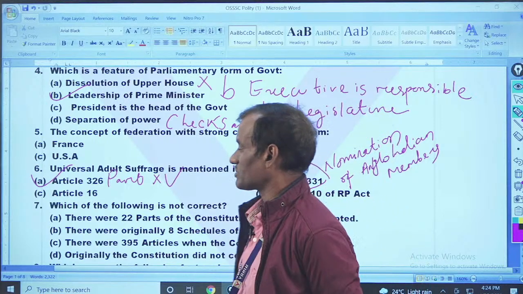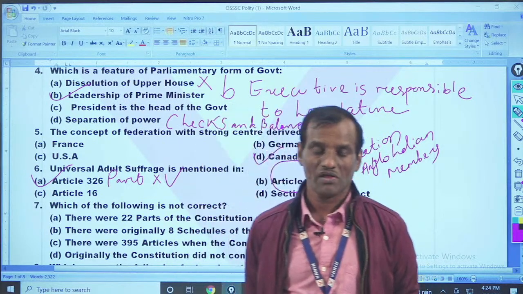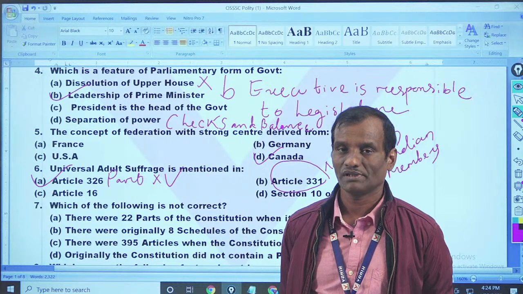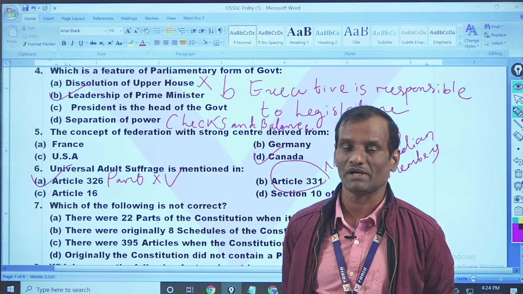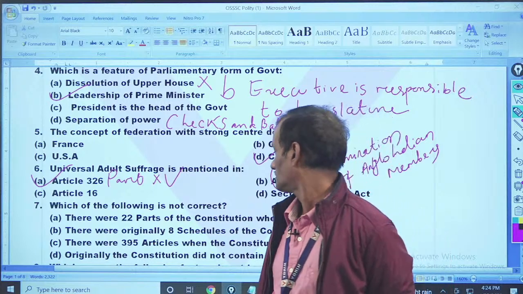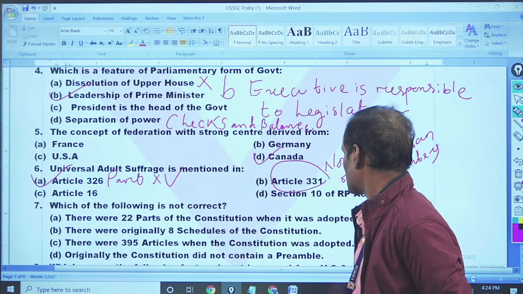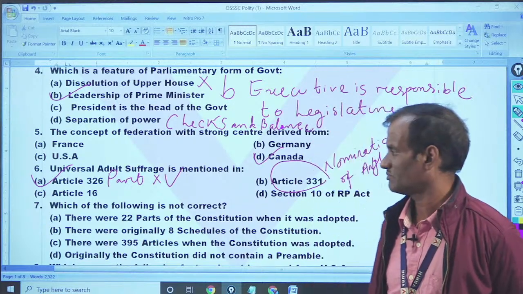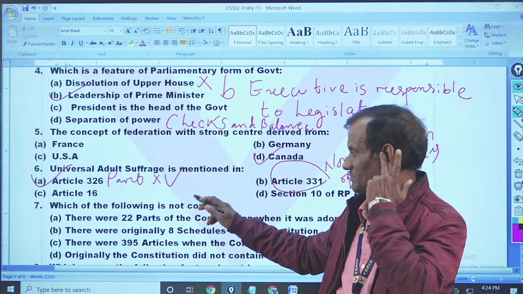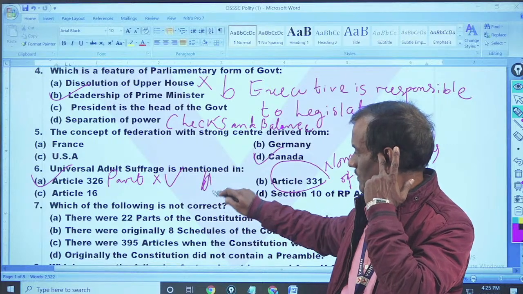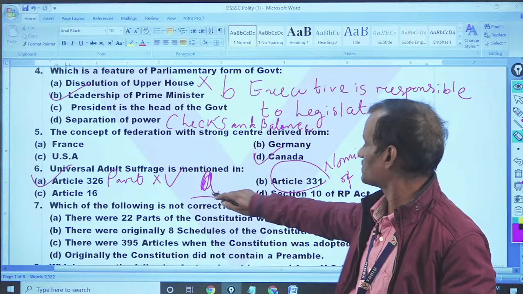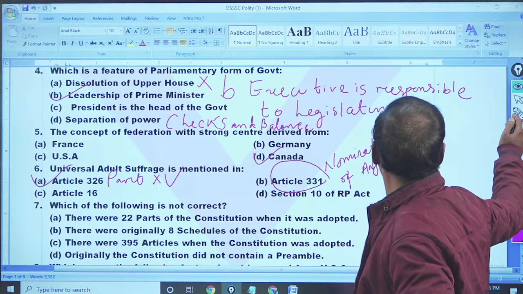Article 16, you all know, is equality in public employment, equal opportunity in public employment. Section 10 of Representation of People's Act is related to elections. So answer is A. Answer is A.